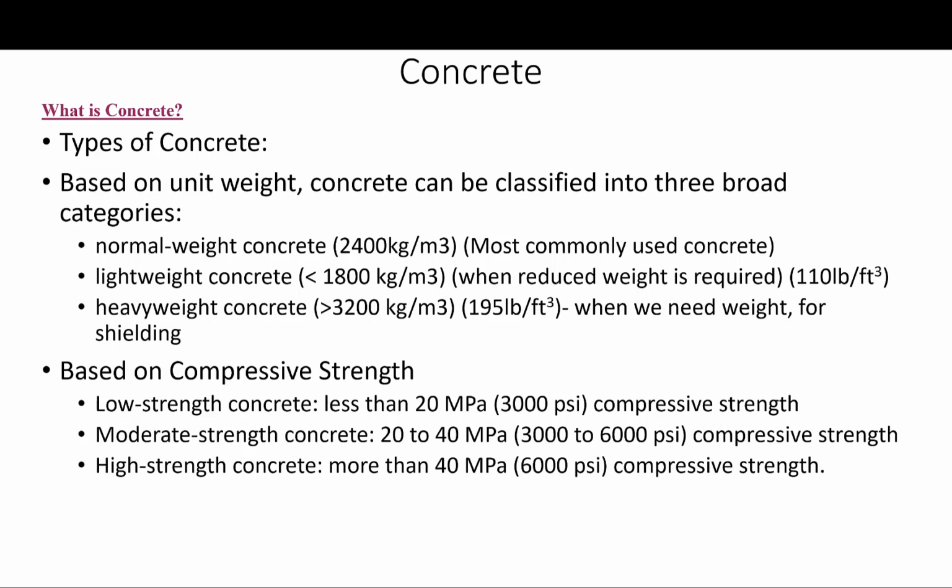The second classification is based on compressive strength. So we have again 3 categories here: the low strength concrete, less than 20 MPa or 3,000 psi compressive strength; moderate strength concrete, between 20 to 40 MPa, 3,000 to 6,000 psi; and the third one is the high strength concrete, more than 40 MPa or more than 6,000 psi compressive strength. And again, a lot of applications require high compressive strength, as you will see.